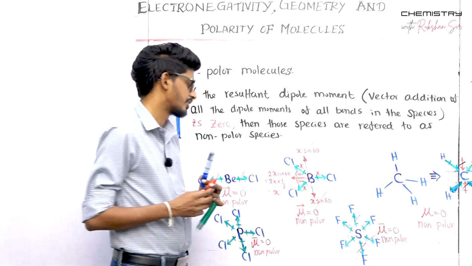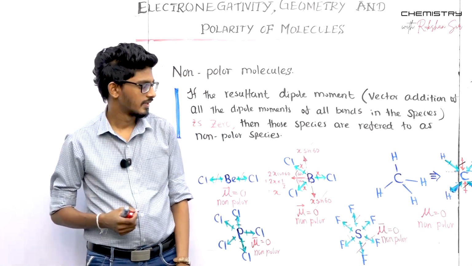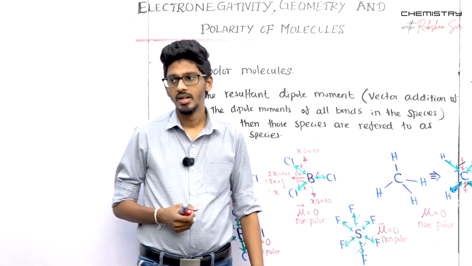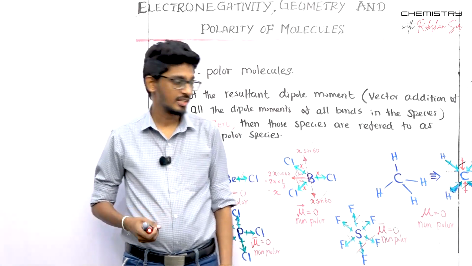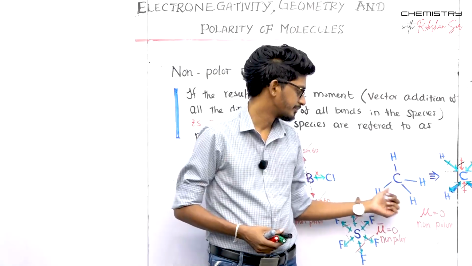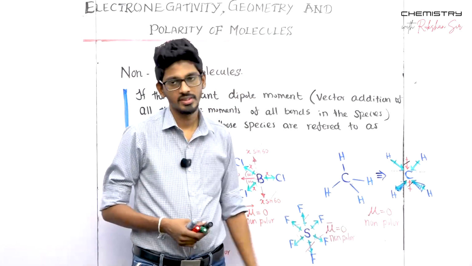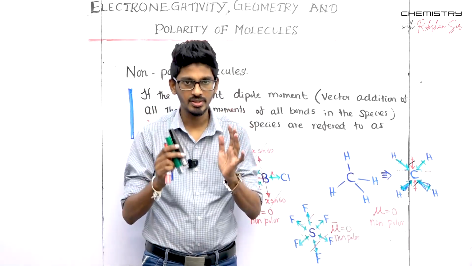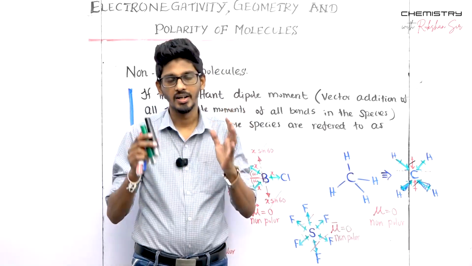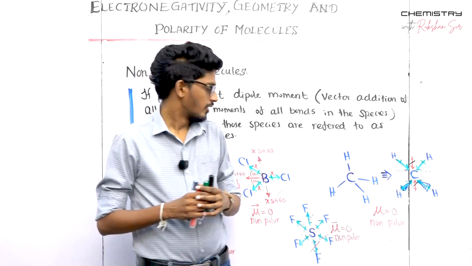So all the perfect shapes are non-polar. What are perfect shapes? Perfect shape means when your central atom is without a lone pair and all the connected bonds are the same. Those are referred to as perfect shapes. All the perfect shapes are non-polar. Right now? Okay.